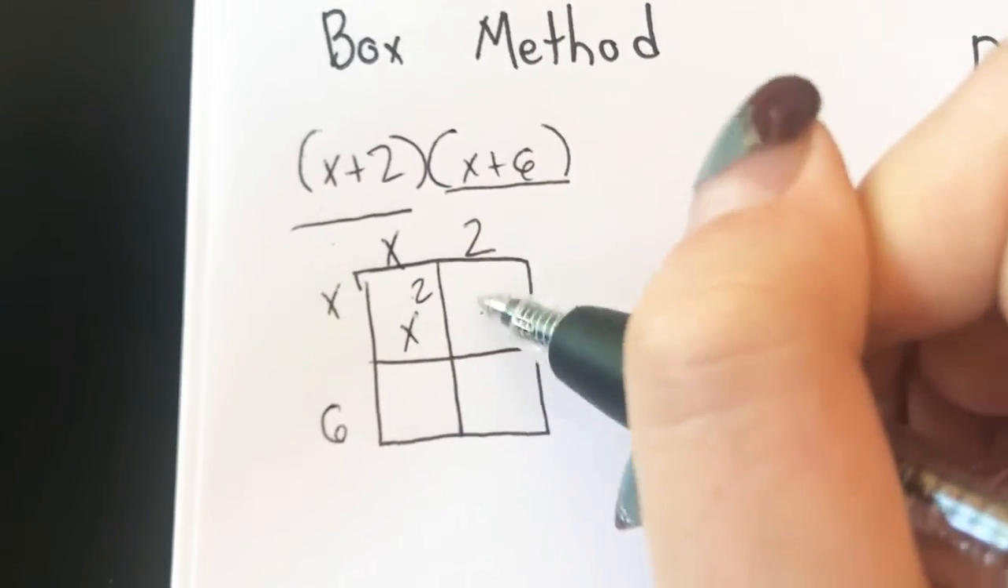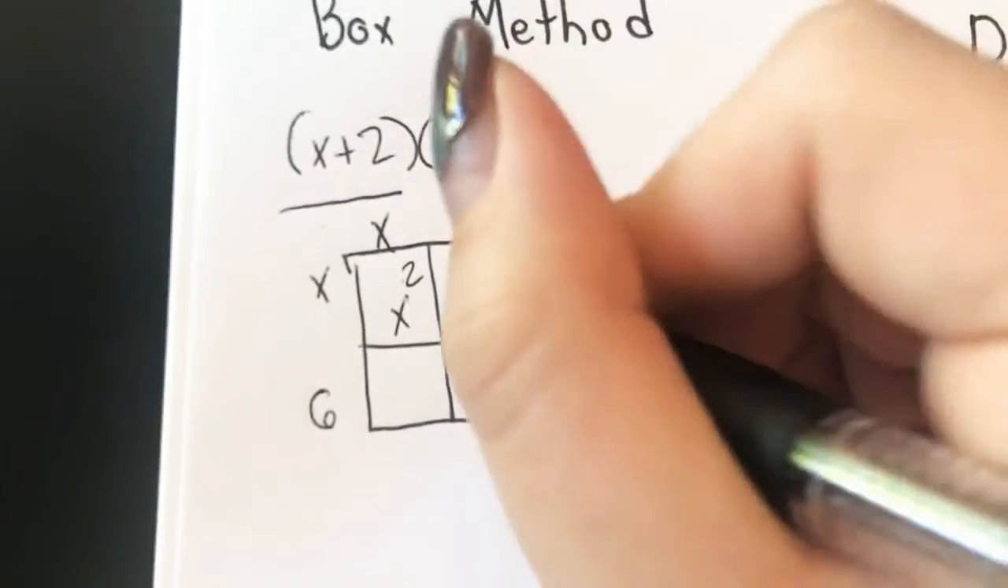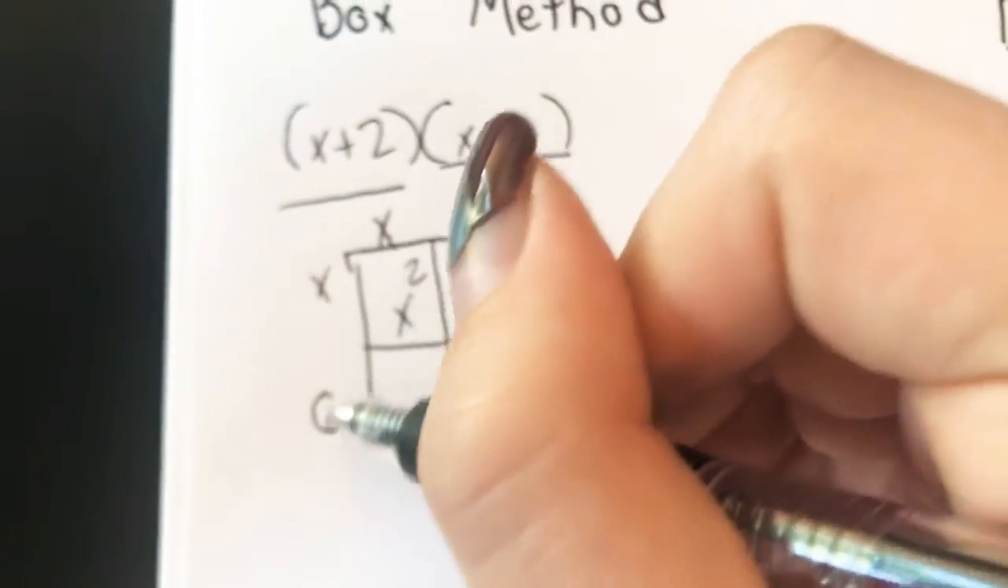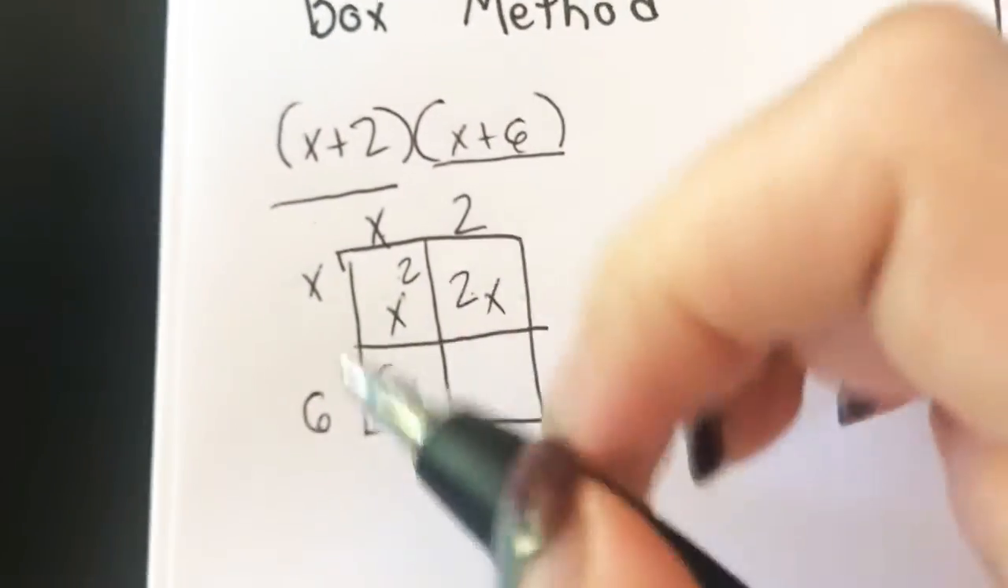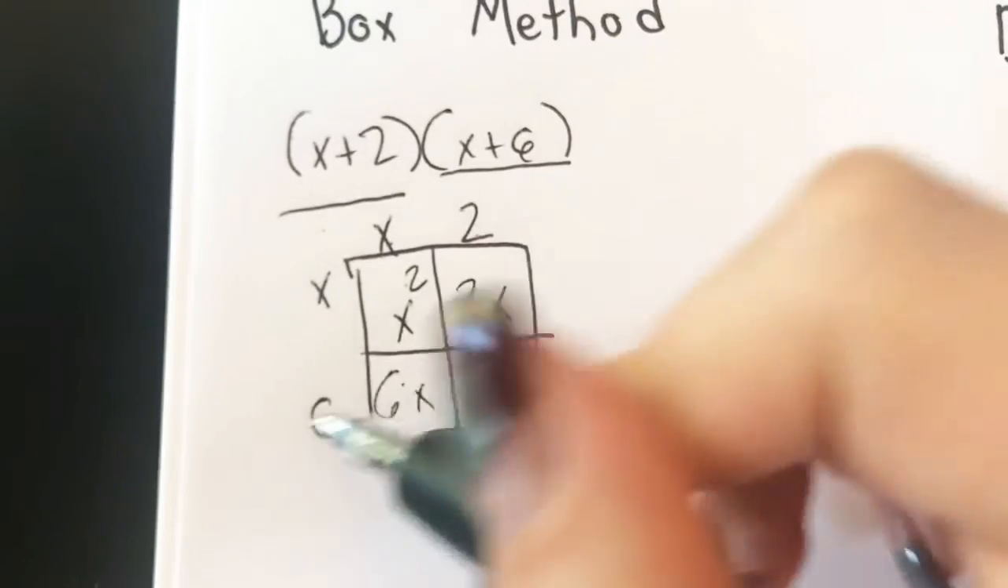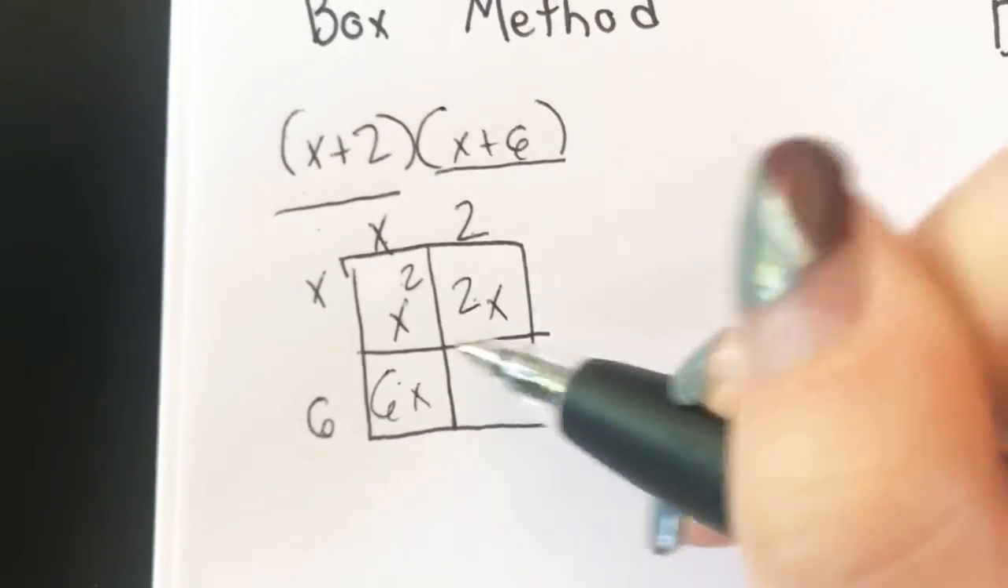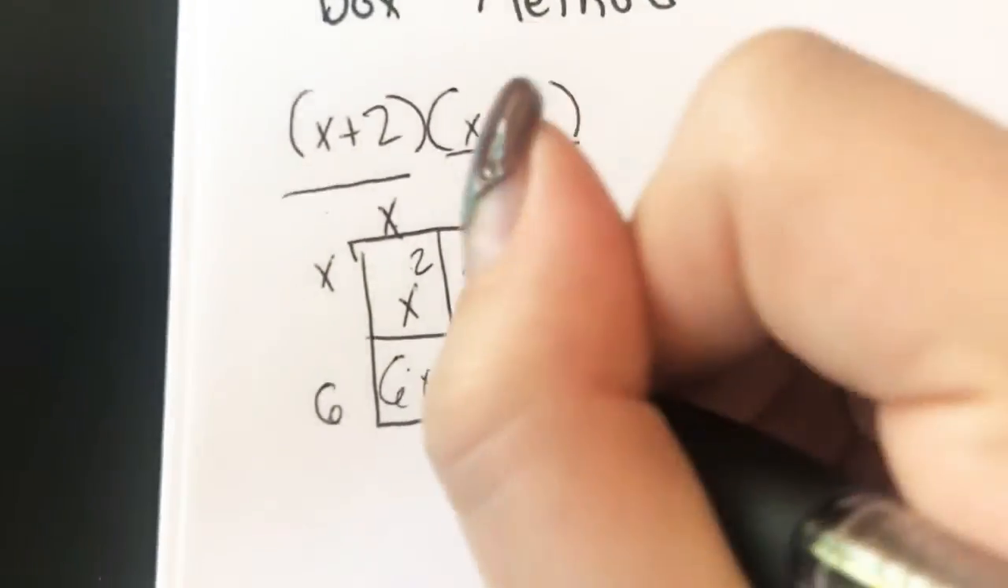Again, this box is under the 2 next to the x, so it's x times 2 is 2x. X times 6 is 6x, and then lastly 6 times 2, because this box is next to the 6 and under the 2. 6 times 2 is equal to 12.